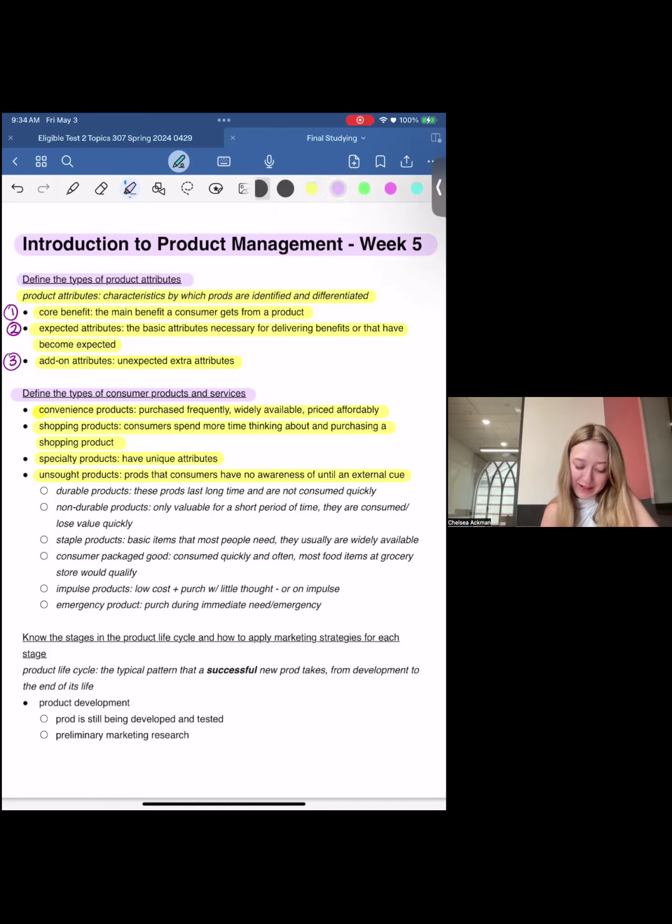Perfect. The next one is to know the stages in the product lifecycle and how to apply marketing strategies for each stage. So first, to define the product lifecycle, it's the typical pattern that a successful new product takes from development to the end of its life.